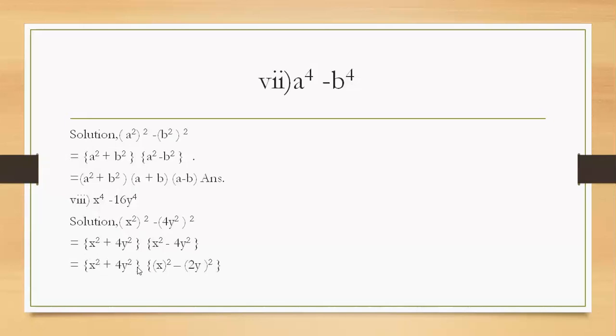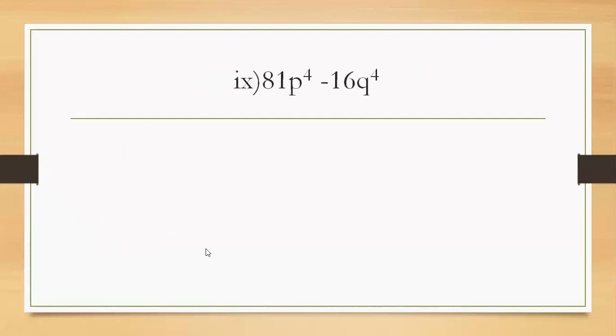Then we have tried the same, and this is x square minus 2y whole square. Then again open this formula, x square plus 4y square same. This is x plus 2y, x minus 2y. Okay, so then similarly here also open this. 81p power 4 means 9p square whole square, 16 means 4, and q power 4 means q square whole square. Then a plus b means 9p square plus 4q square, and a minus b means 9p square minus 4q square.